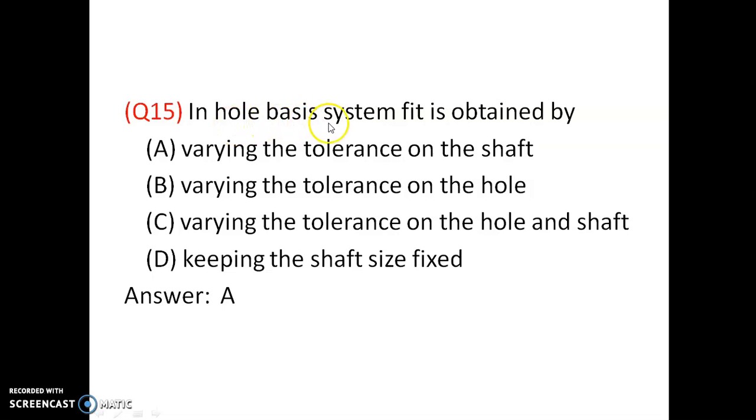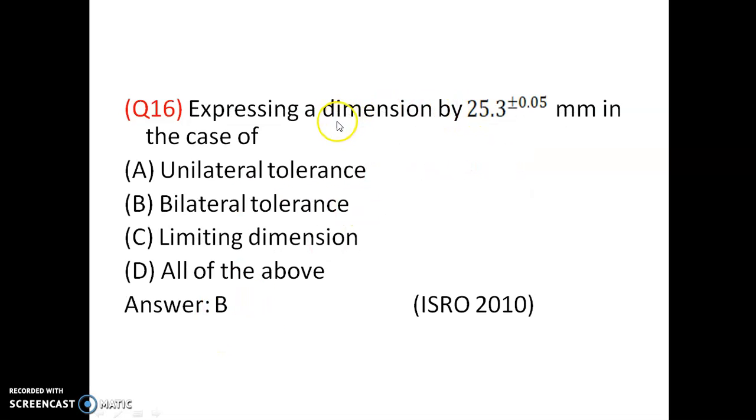In hole basis system, fit is obtained by varying the tolerance on the shaft. Okay, in hole basis system, we have to vary the tolerance on the shaft. So answer is A.